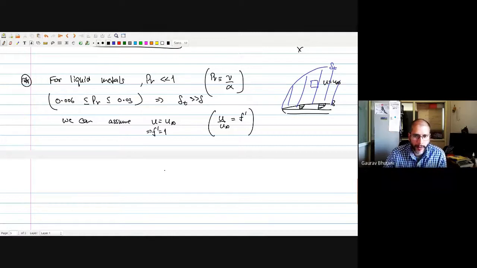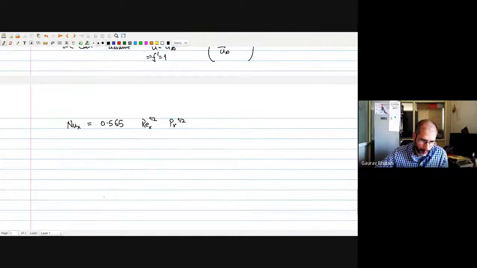And again, by using Pohlhausen's method, we can show that the Nusselt number Nu x, which was 0.332 times Re x to the power of half times Prandtl number to the power 1 by 3, in this case is slightly different. You have Re x to the power of half, same as earlier, but this time you have Prandtl number to the power of half instead of 1 by 3. So this is for liquid metals.